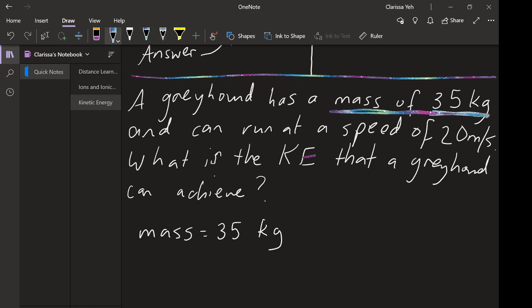And can run at a speed of 20 meters per second. Speed is the same as velocity at this point. So speed equals 20 meters per second.